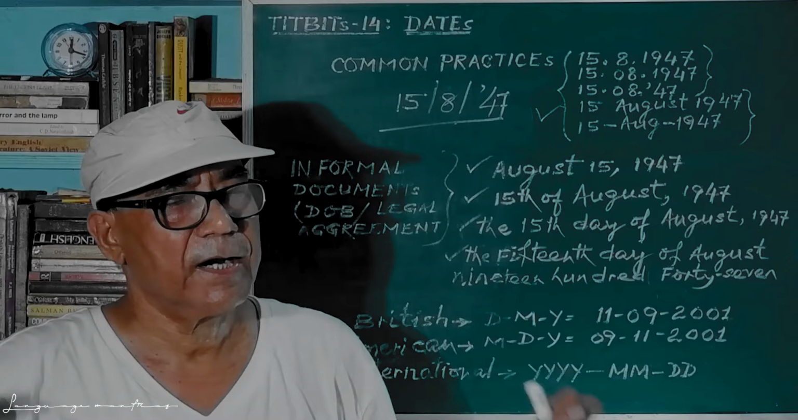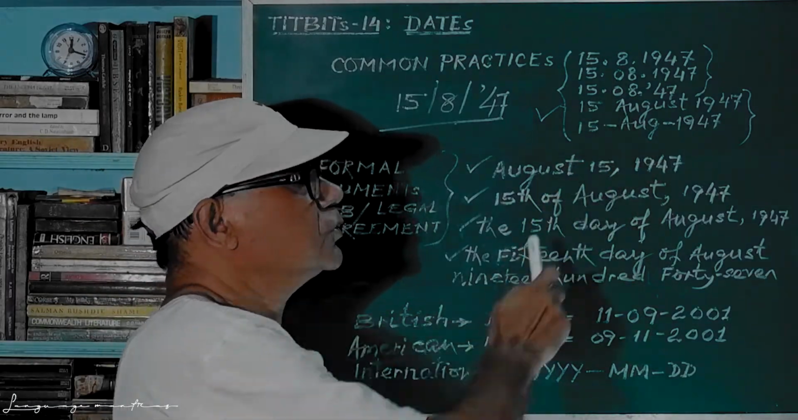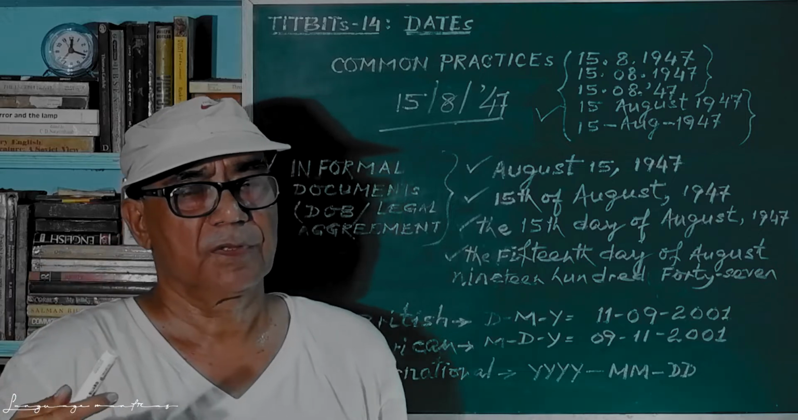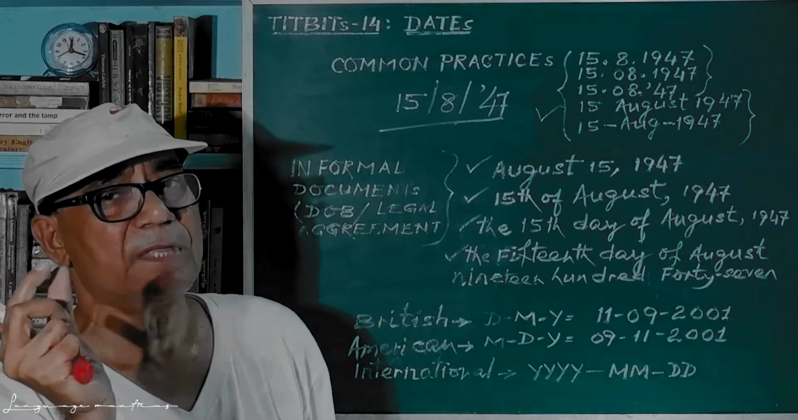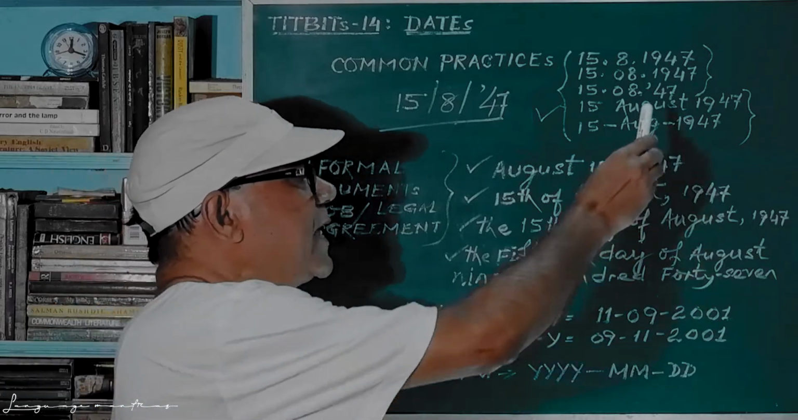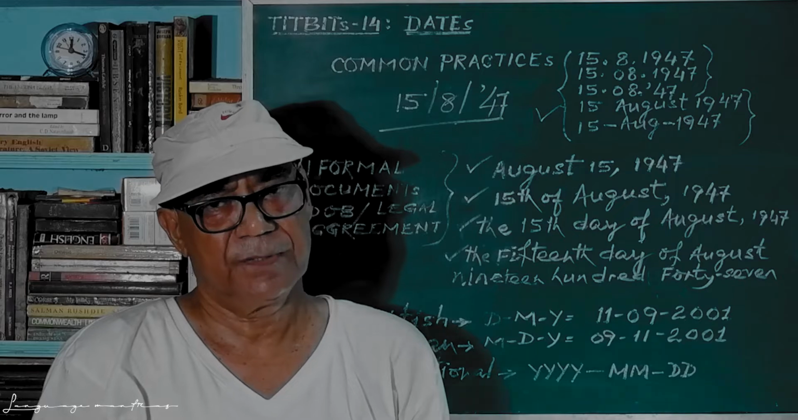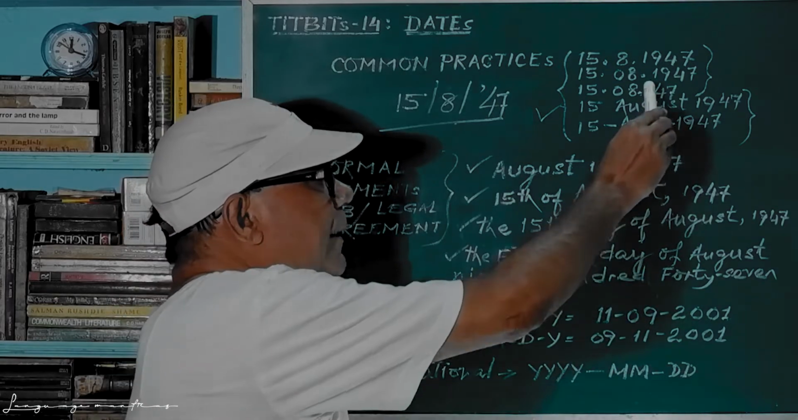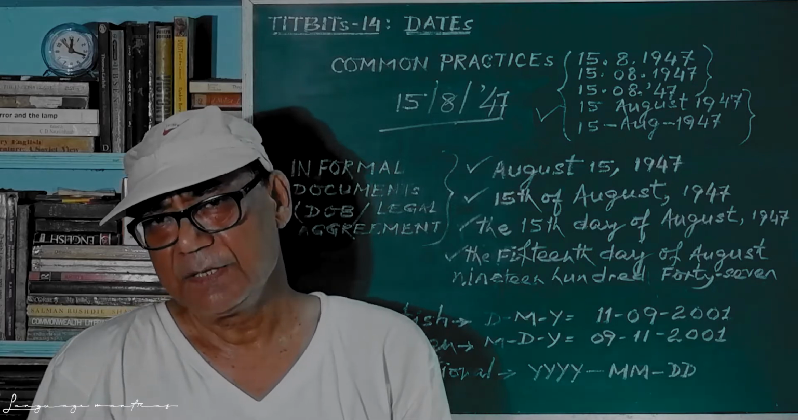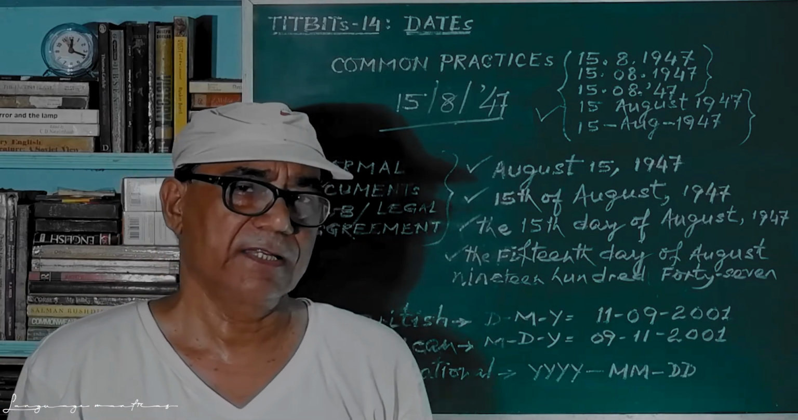Now come to the third one. 15.08.'47. Apostrophe 47. That means there is something missing. We do not want to write 1900 or 19. We drop it, we delete it. That's why apostrophe is the sign for that. But if you do without apostrophe, again this is very fine.